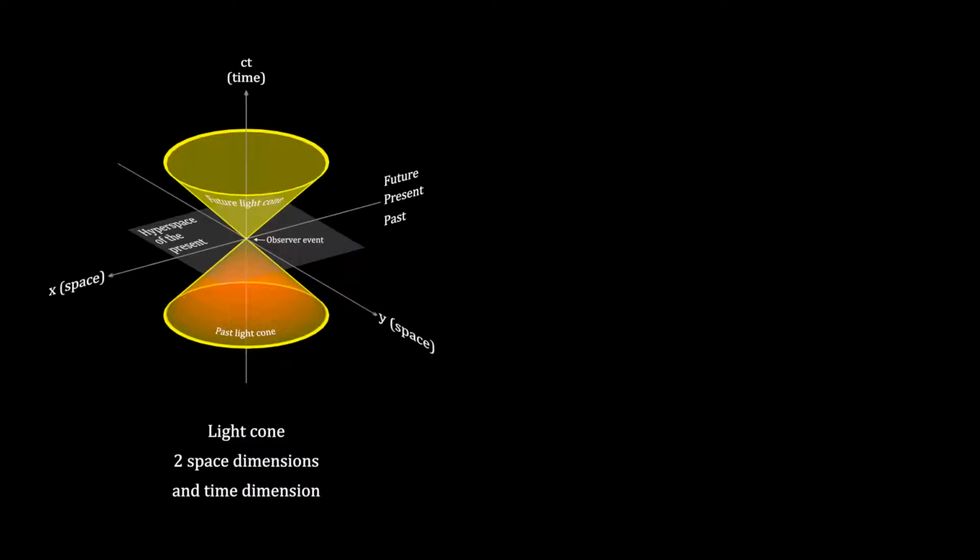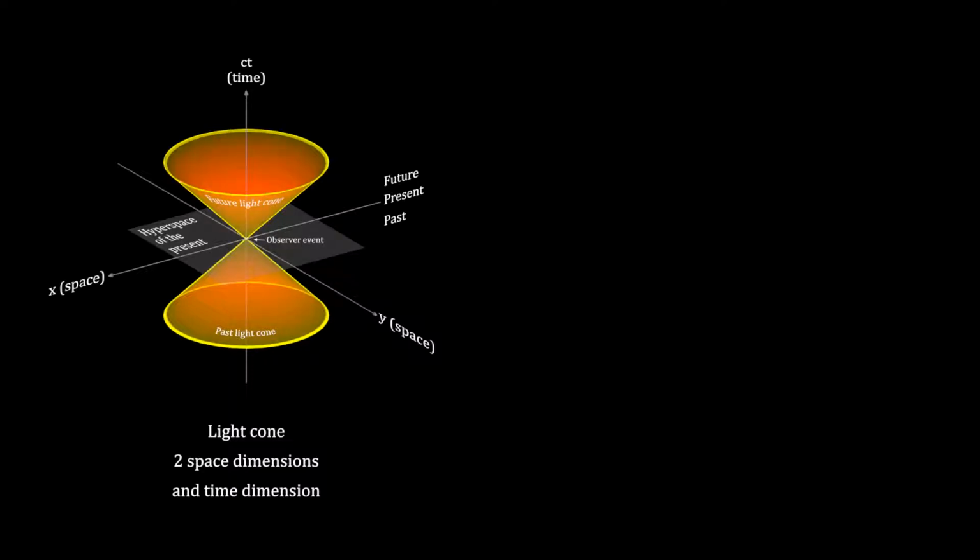Now showing the future light cone. Any unimpeded light emitted by the observer event will travel along a path on the surface of the future light cone. The distance of that light from the observer event is proportional to how long after the present time it is at that distance.